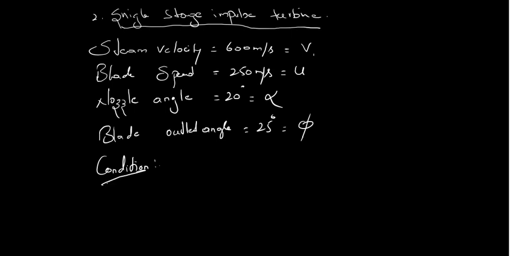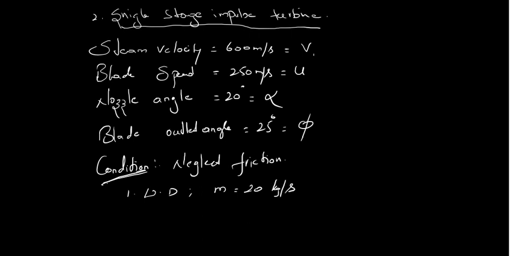And he has given some condition also in the problem statement. What is the condition here? Neglect friction. Again he says that VR1 equals VR2. Okay, done. Now what are you supposed to find? You are supposed to find the work developed by the turbine for the steam mass flow rate of m equals 20 kg per second, and also calculate the axial thrust.